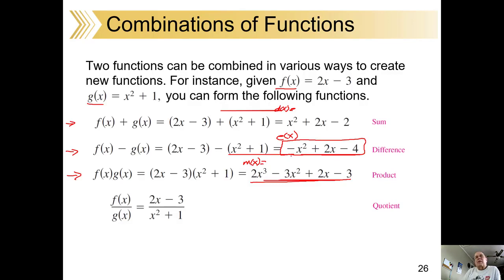Or another possibility is take those two functions from Frank and George and take the Frank function divided by the George function. Put the Frank function on top, George function on bottom, you got it. And maybe you call this z of x. Here's your new function. The last one has a small catch sometimes attached to it.